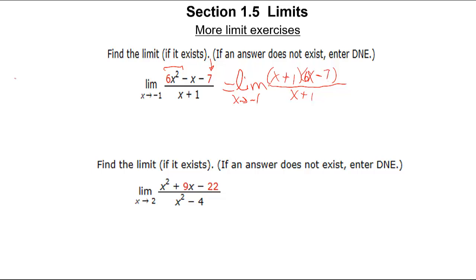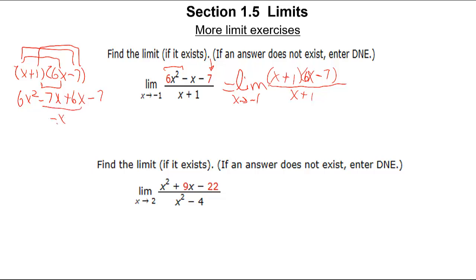And you simply have to go off to the side and FOIL it out and see if it really did work. You can't just assume it's going to work, because they might try to trick you. But you might go off to the side and make sure. If you FOIL it out, you'll get 6x squared. And then the outer is minus 7x. And the inner is plus 6x. And the last is a negative 7 times a positive 1 is negative 7. And negative 7x plus 6x is minus x. So you get 6x squared minus x minus 7. And that's exactly what it was. So that did work.